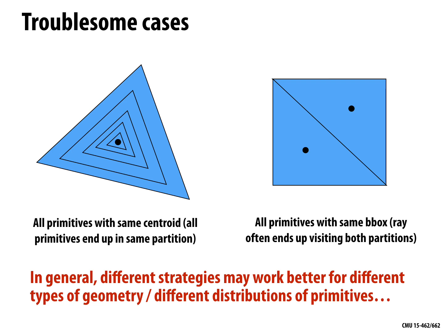So in general, different strategies might work better for different types of geometry, for different distributions of primitives, for different distributions of rays, and so forth. And there's a lot of work that continues to explore these different trade-offs.